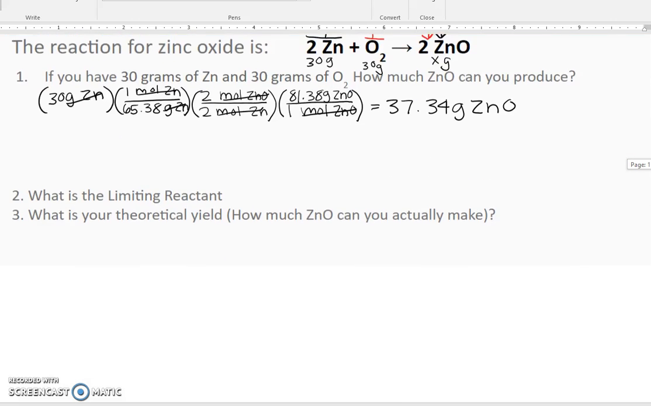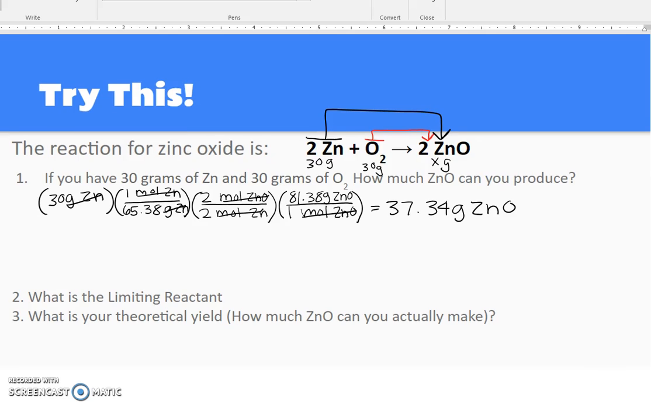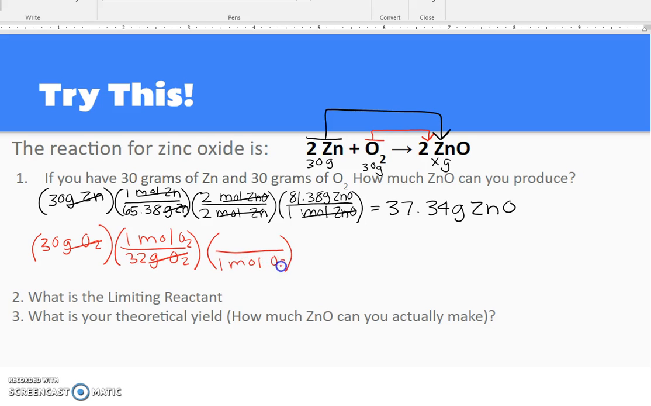our oxygen. Sorry, I'm kind of scrolling all over the place for you here. All right. 30 grams of O2. We can go from grams of O2 into moles of O2. For every 32 grams of O2, that's the molar mass, it weighs 1 mole. Grams of O2 and grams of O2 cancel out. Our next parenthesis is our mole ratio. For every 1 mole of O2, we get 2 moles of ZnO.